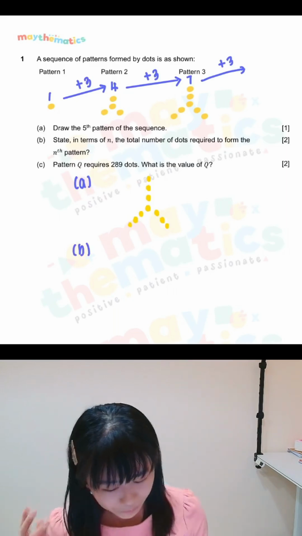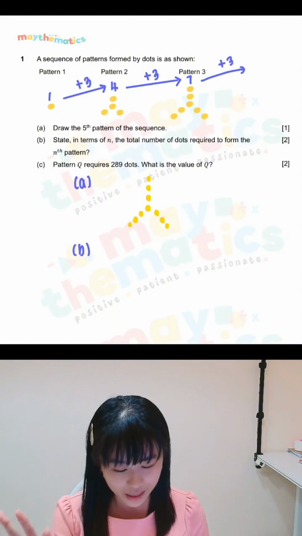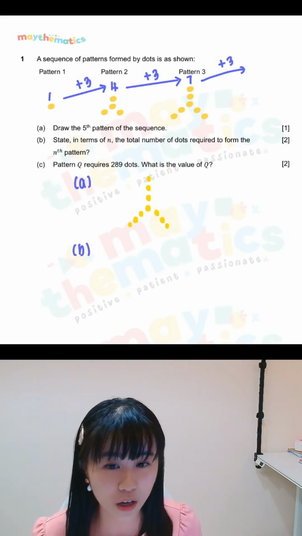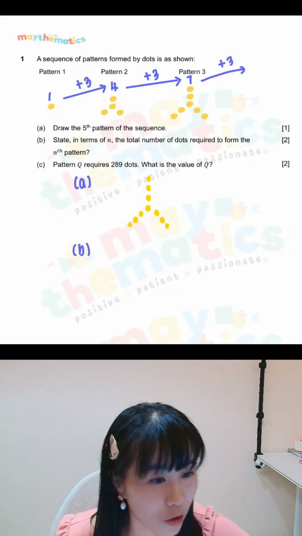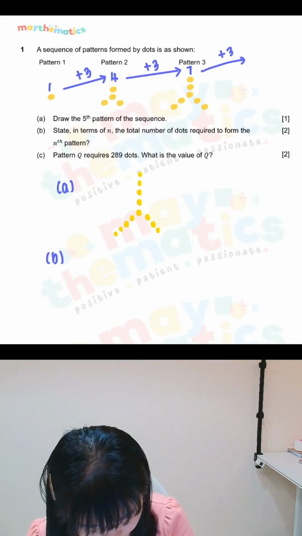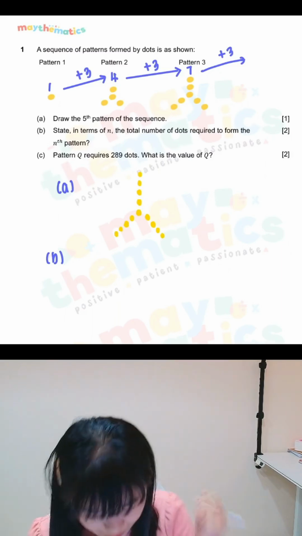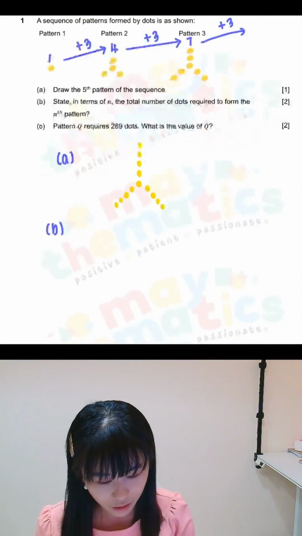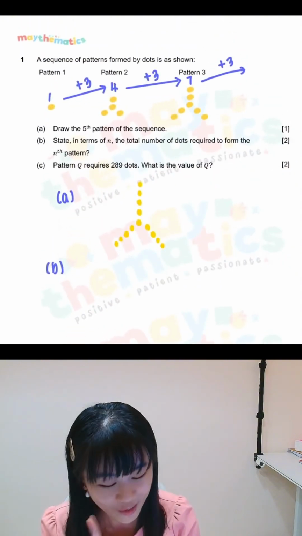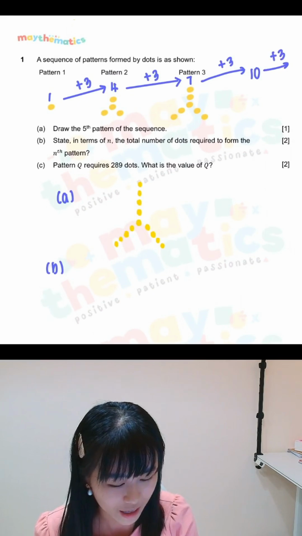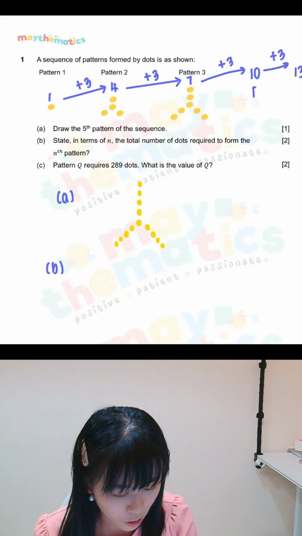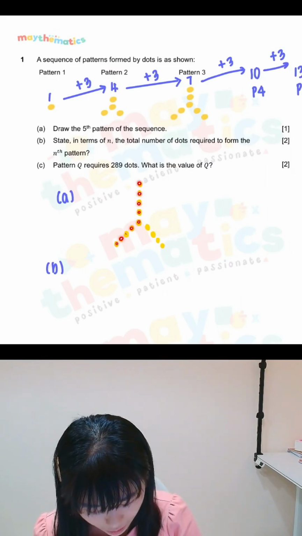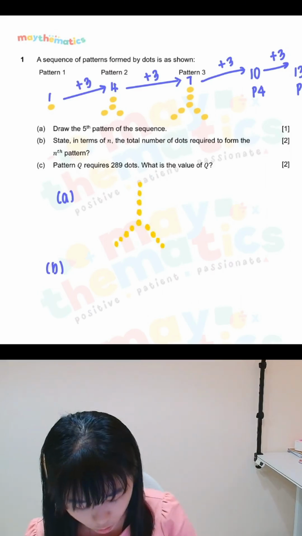Okay, let's do part B. State in terms of n the total number of dots required to form the nth pattern. Alright, so for part B, you need to come up with the formula. But first, let's double check. Is it correct? Okay, let me just double check one more time. 7 plus 3 is 10. So 10 plus 3 again is 13. So this one is pattern number 4, and this one is pattern number 5, 13. Let's count again: 1, 2, 3, 4, 5, 6, 7, 8, 9, 10, 11, 12, 13. Okay, good. Let's go to part B.